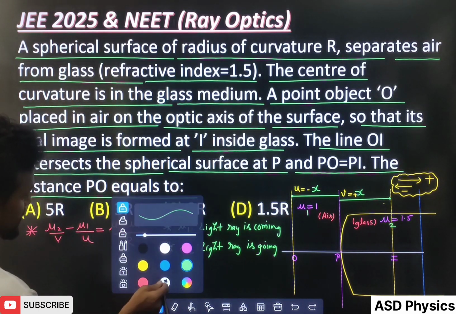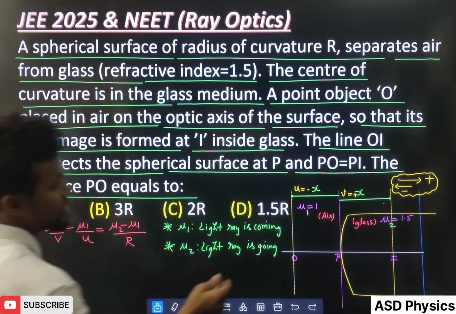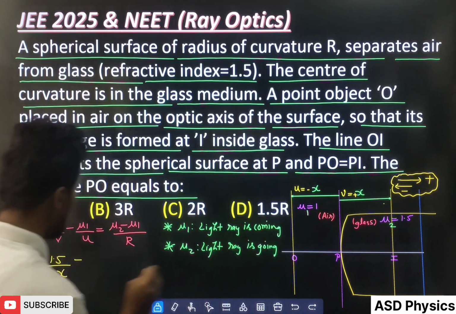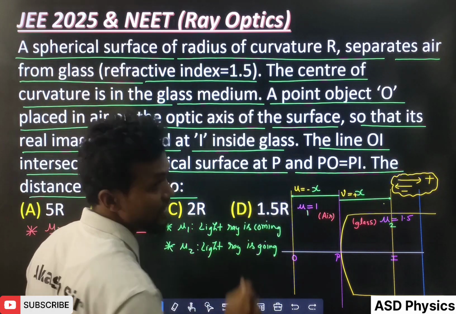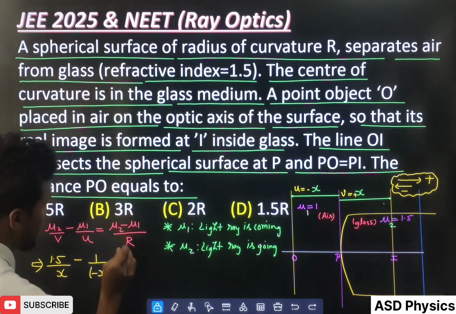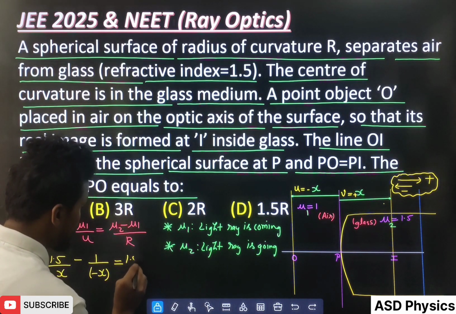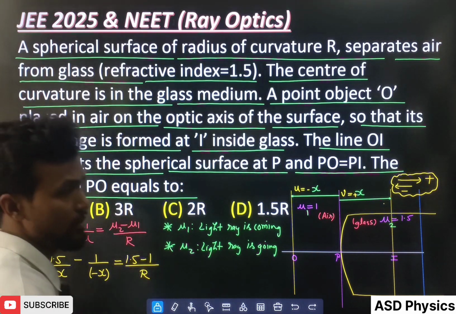But first, let me solve the question. The mu2 value given here is 1.5. So 1.5 divided by x, minus mu1, whose value is given as 1, divided by U. You can see, based upon the sign convention, U is minus x. And mu2 minus mu1 is 1.5 minus 1, and the radius of curvature is R. Basics are very, very important.